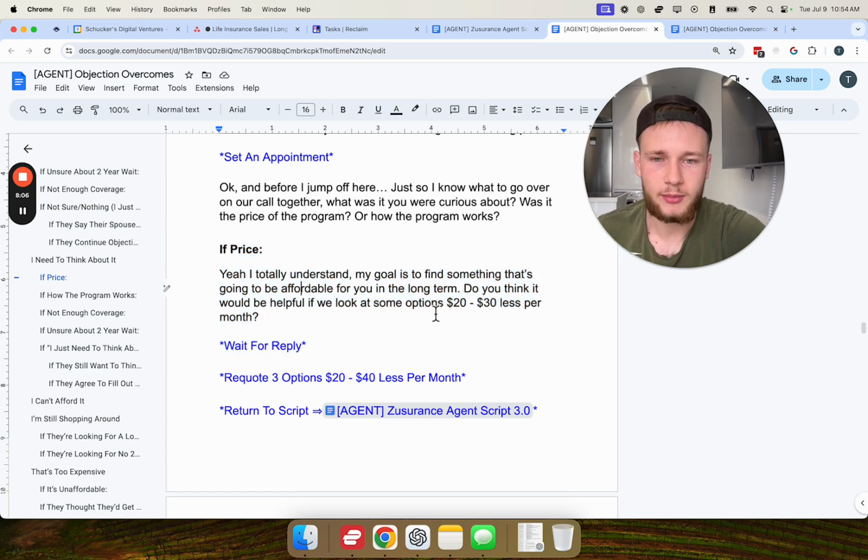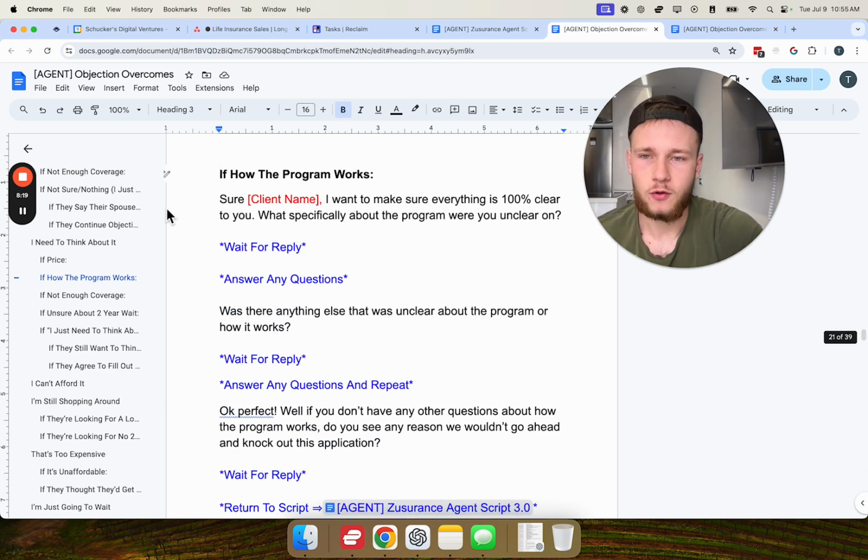I totally understand. My goal is to find something that's going to be affordable for you in the long term. Do you think it would maybe be more helpful if we look at some options, you know, I don't know, like $20 or $30 less a month? And then we just drop the price, find something that's affordable for them. If they have questions about how the program works, we just re-explain.